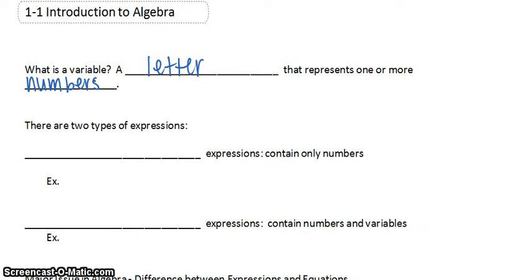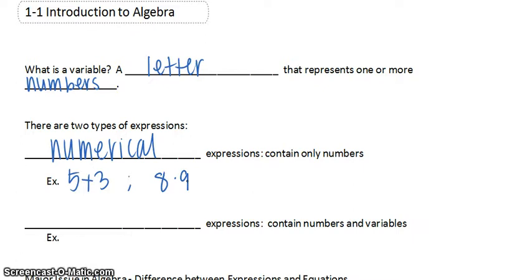There are two types of expressions. So we have our numerical expressions. Our numerical expressions contain only numbers. You know, numerical kind of sounds like number. So for example, we could have 5 plus 3. See, those are only numbers. Obviously, it has a symbol. That's okay. That's part of the expression. Or we could have 8 times 9. Those are both numbers. So that's numerical expressions.